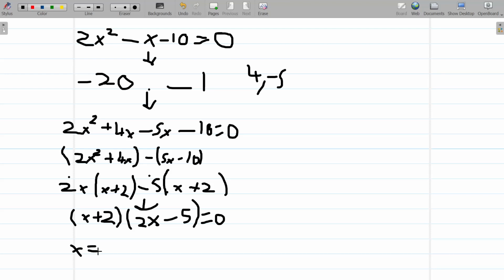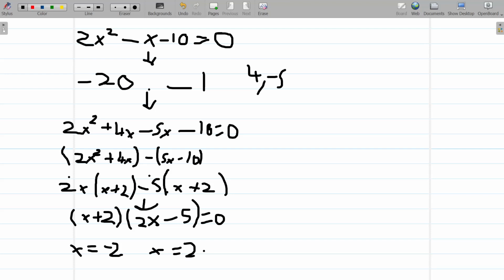The other one's a bit more tricky. What we've got to do is minus 5 divided by 2, which gives us minus 5 over 2, or minus 2.5. Then invert that to give us x equals 2.5.